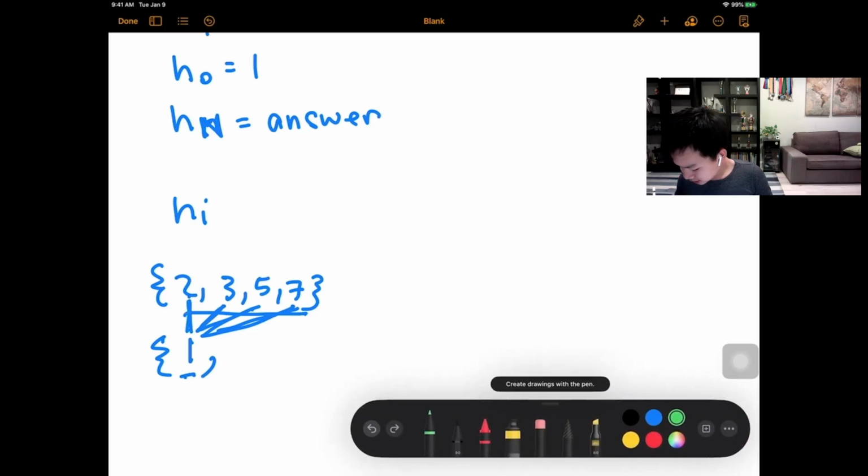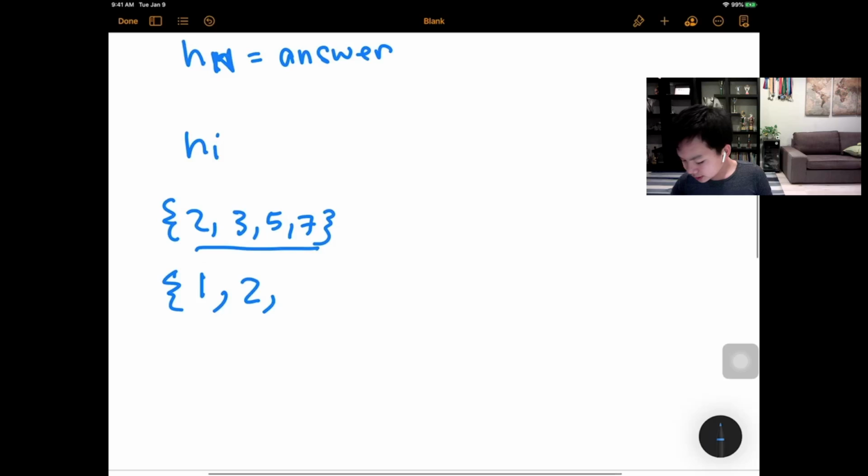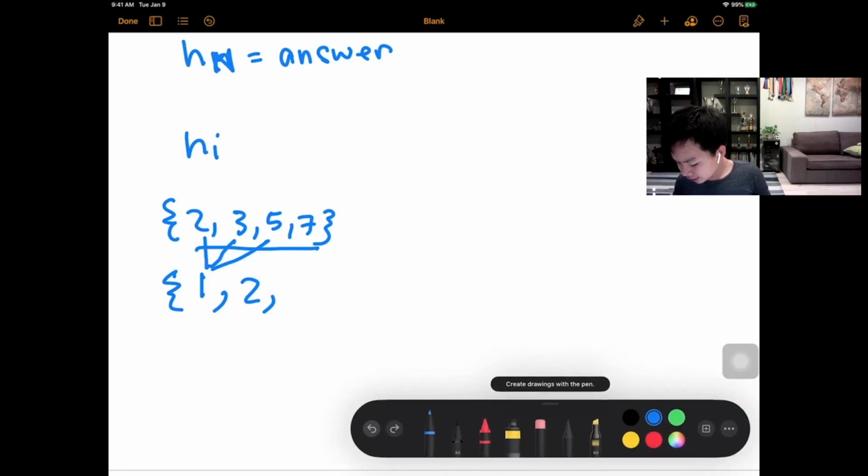Let's erase that. Let's just assume we know this is 2. Then when we're calculating h of 2, we loop through another set of possible pairs: 1 and 3, 1 and 5, 1 and 7, 2 and 3, 2 and 5, 2 and 7. Our optimal solution would be taking 1 and 3, which gives a value of 3.